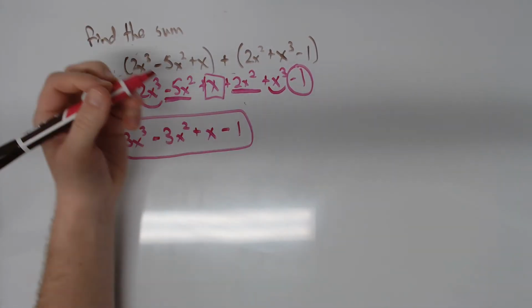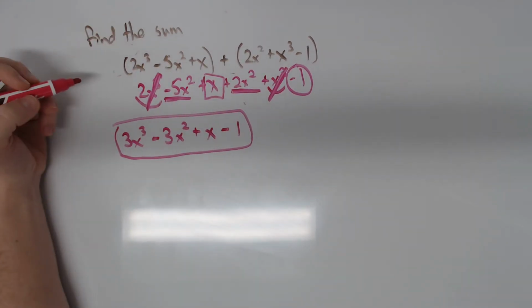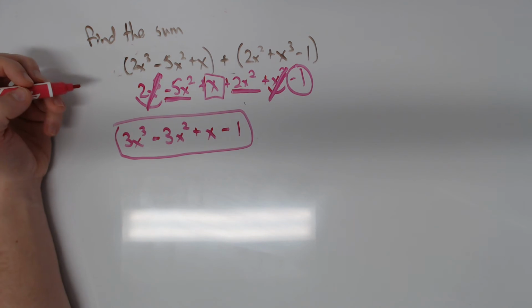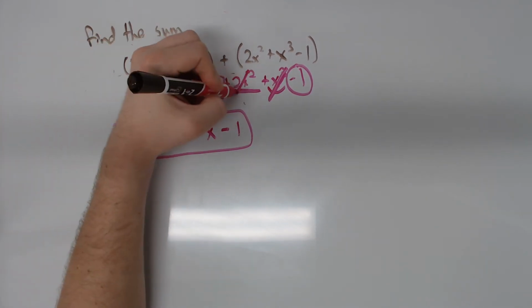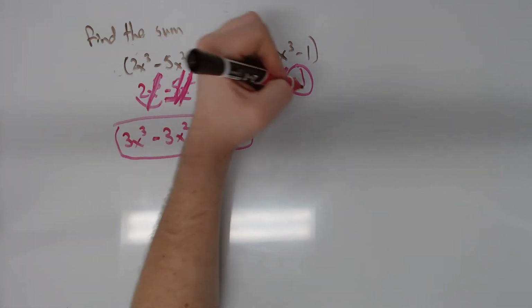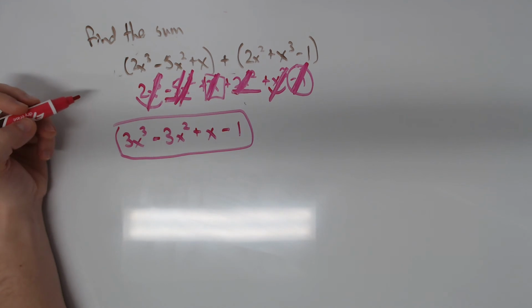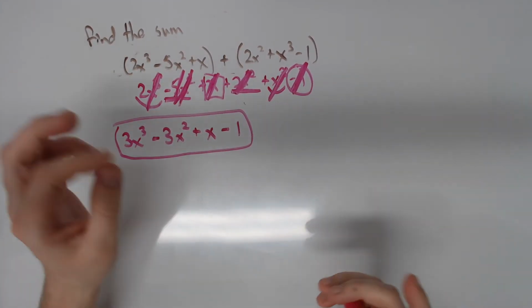Another way you can do this is after you've used something, you can cross it out so you have less to look at. Once you've found all of its like terms, it won't get reused. So as we go, we could be crossing out our work, and it leaves less for us to look at. There's a couple of ways to organize your work here, but the main idea is combine like terms.